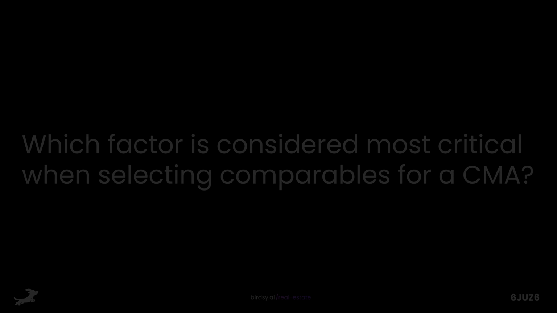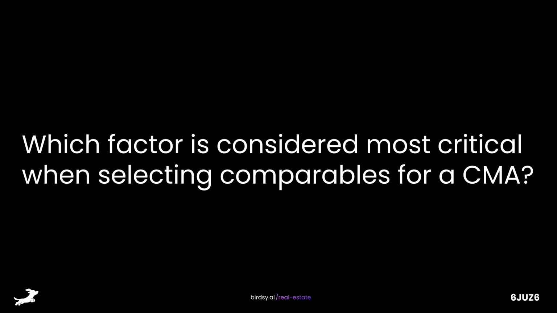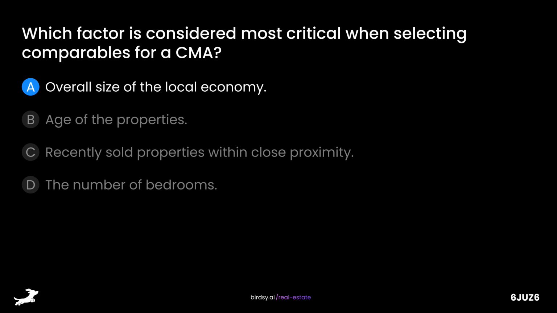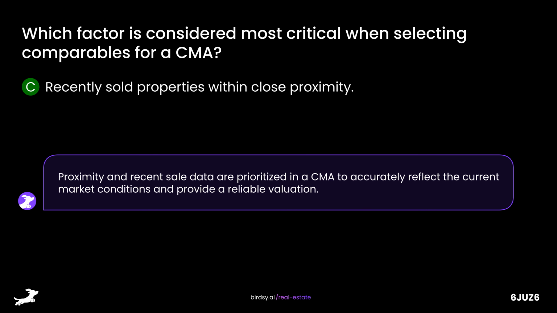Which factor is considered most critical when selecting comparables for a CMA? Is it A, overall size of the local economy, B, age of the properties, C, recently sold properties within close proximity, or D, the number of bedrooms? The answer is C, recently sold properties within close proximity. Proximity and recent sale data are prioritized in a CMA to accurately reflect the current market conditions and provide a reliable valuation.